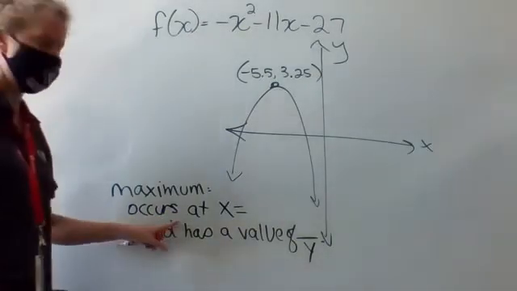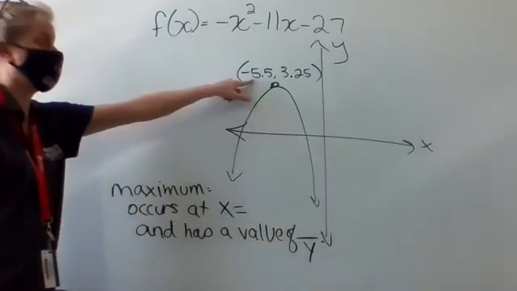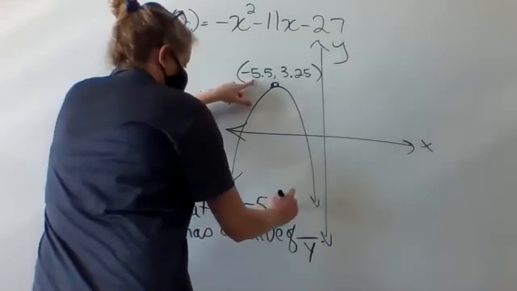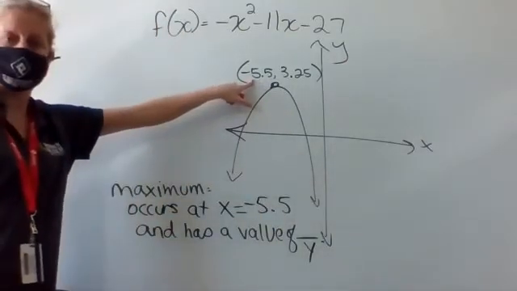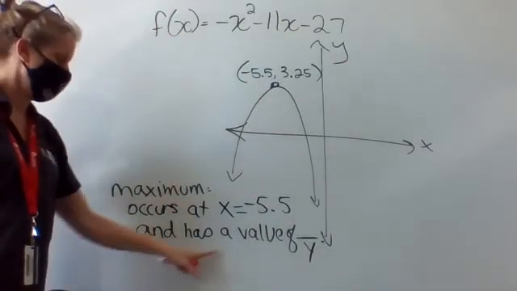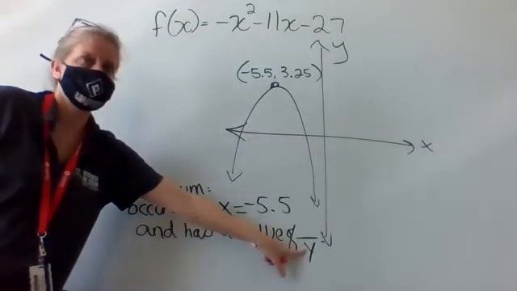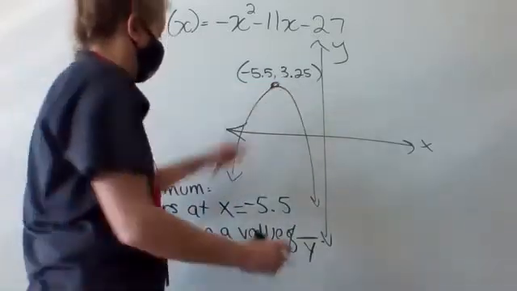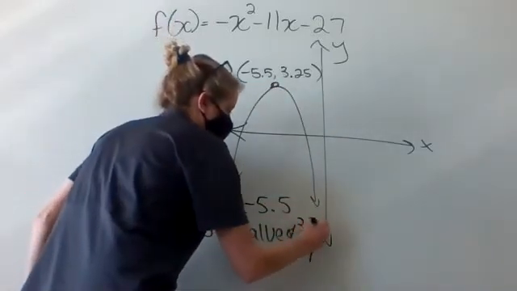Where does the maximum occur? It occurs at x equals, you literally just name your x. So it occurs at negative 5.5. And its value, the value is always talking about the y of the point. So its value is 3.25.